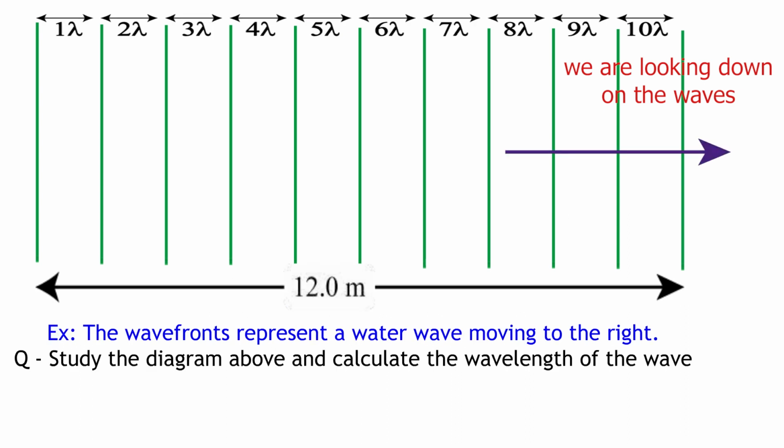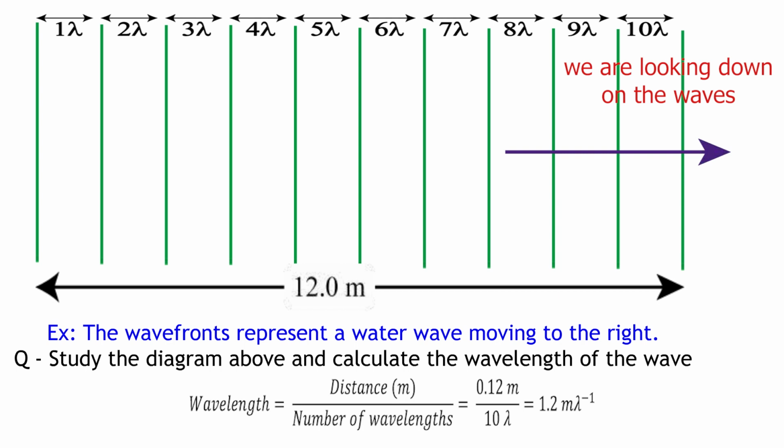Let's do a simple wee question then. The wavefronts represent a water wave moving to the right. Study the diagram above and calculate the wavelength of the wave. Well, we have 10 waves in a space of 12 meters, so 12 meters divided by 10 waves gives you 1.2 meters per wave. In other words, the wavelength is 1.2 meters, and that's how you set that up.